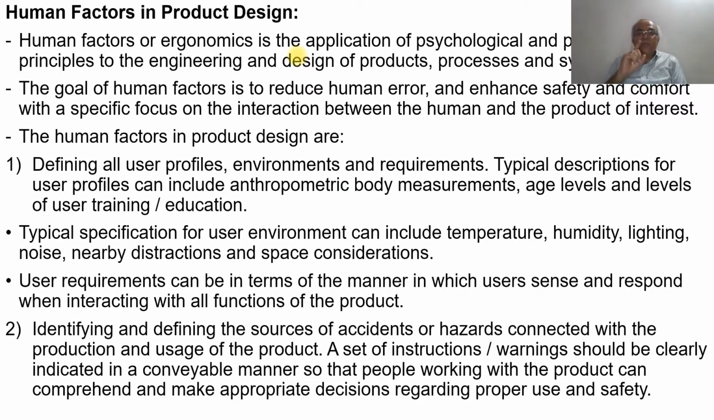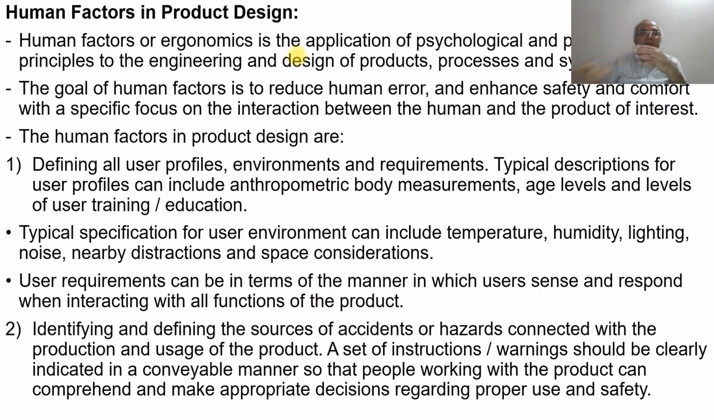The goal of human factors is to reduce human errors. What is the main function of the human factor? To reduce human error and enhance safety and comfort, with specific focus on the interaction between the human and the product of interest. So as far as possible, human error should be minimum. What is that safety and comfort? Safety for the operators, and also the comfort zone, the working environment between the human and the product of interest in the organization.